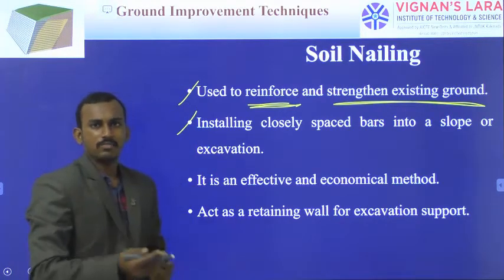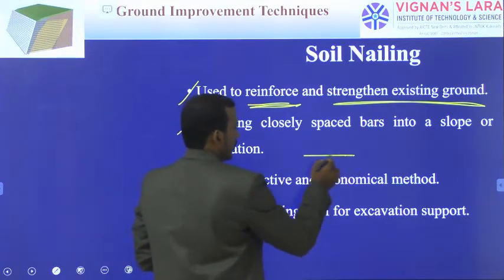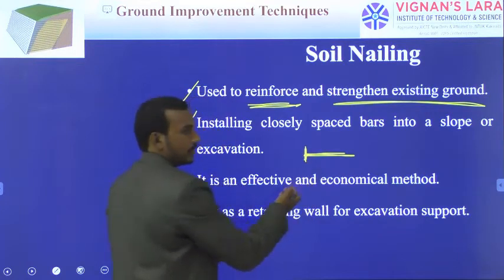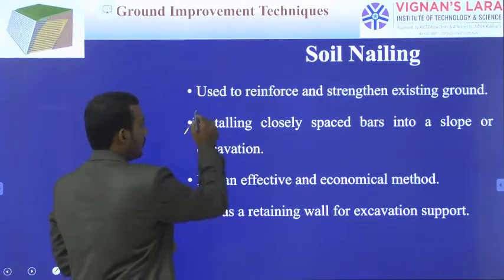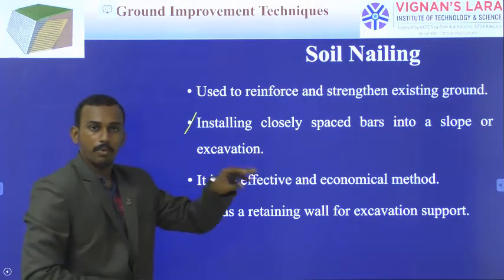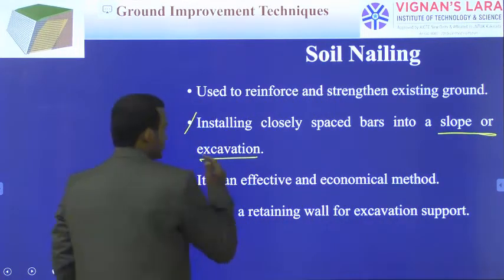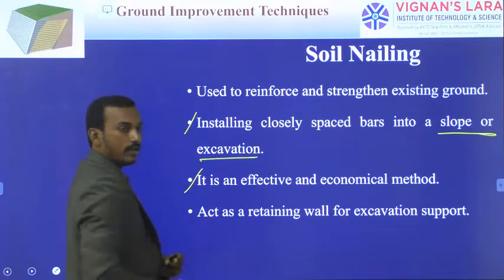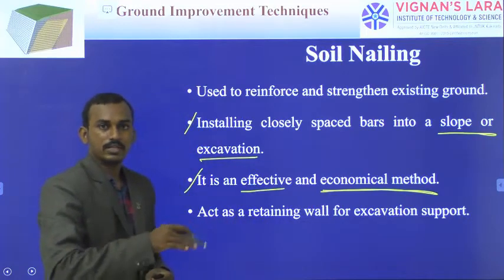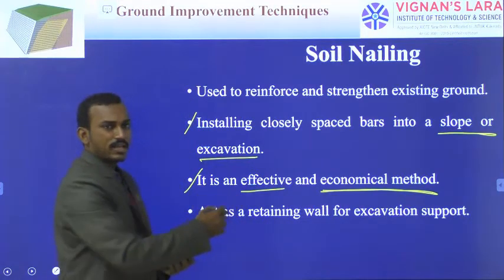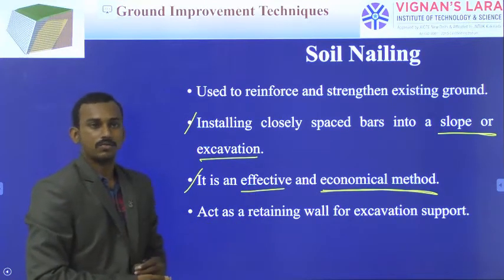What is a nail? Generally the carpenters use nails. A nail is nothing but an iron member having a head. This is the nail, and the soil layers are also very similar. Installing very closely spaced bars into the slope or excavation, that is a nail. It is an effective and economical method. As the structure is already constructed with a slope or whatever, it is an effective and economical method to improve the stability of such existing ground.